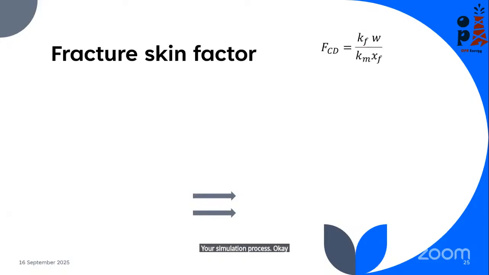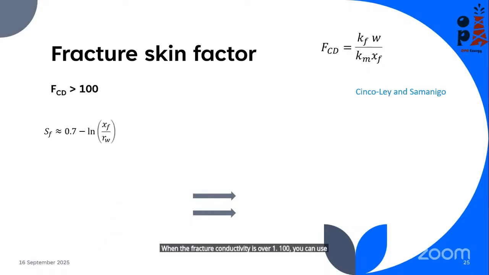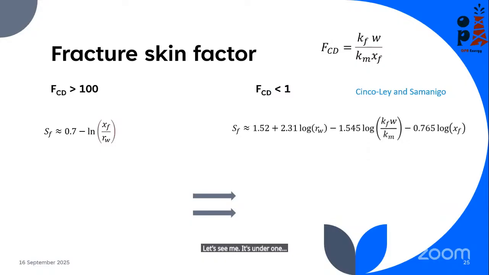Okay, how to understand? You ask me how to get the skin factor. The skin factor for a fracture can be found by correlations. There are very good correlations here by Lee. When the fracture conductivity is over 100, you can use this simple equation, the approximate fracture skin factor. If it's under 1, you can use this more complicated correlation. But we have to stop here for a minute.